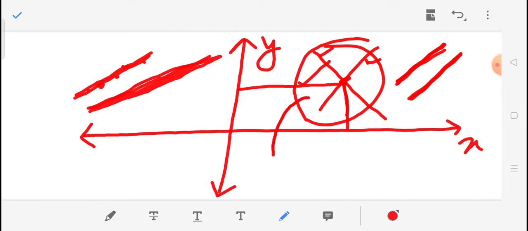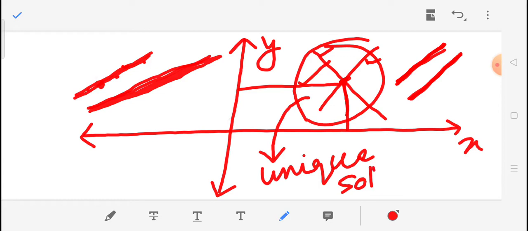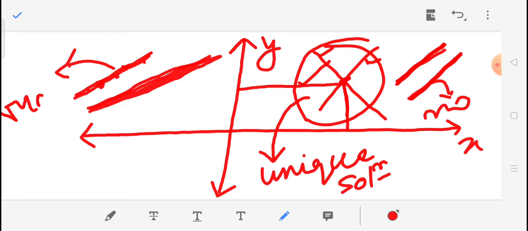So this is the case of unique solution, when the lines intersect each other. Unique solution. And when the lines are parallel, this is the case of no solution. And this is the case of many solutions. We can write it as many solutions.